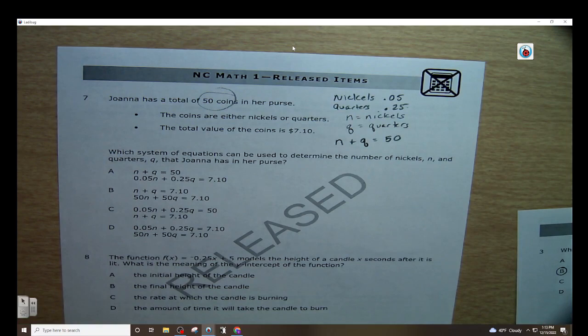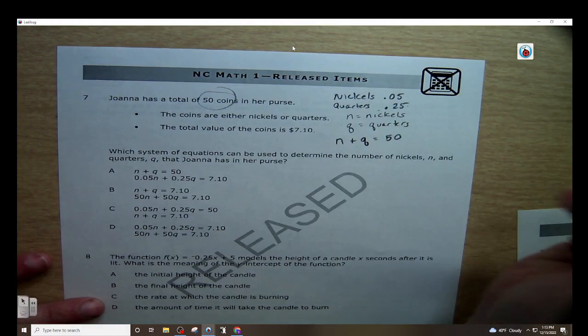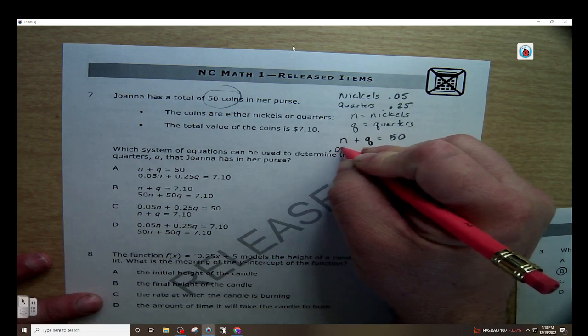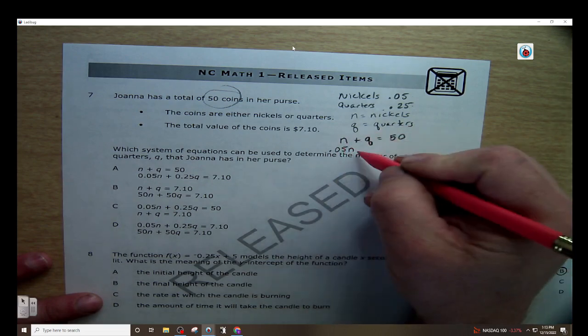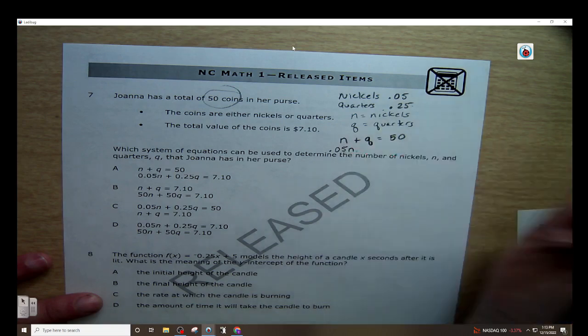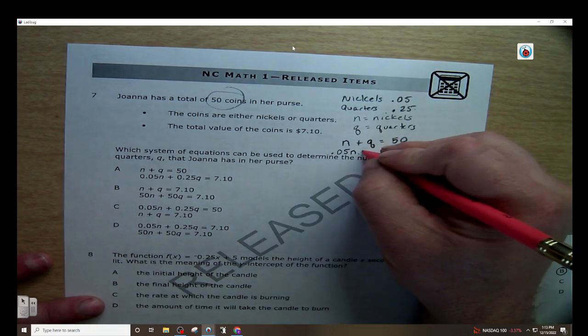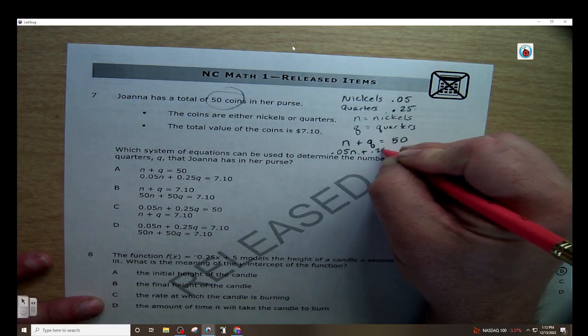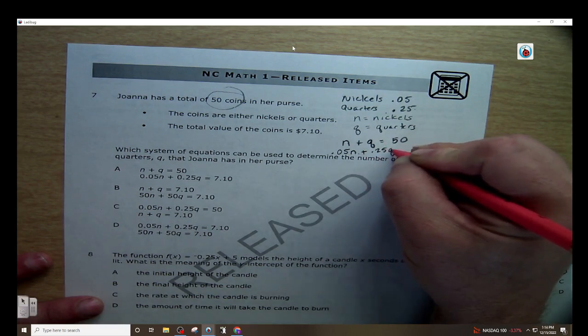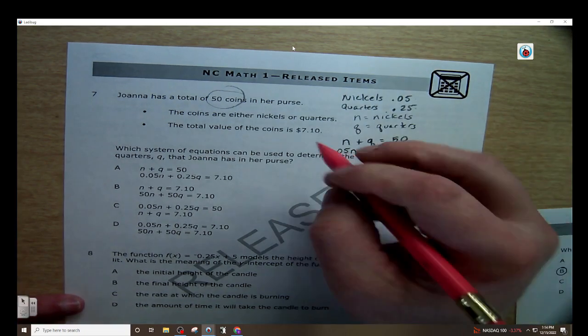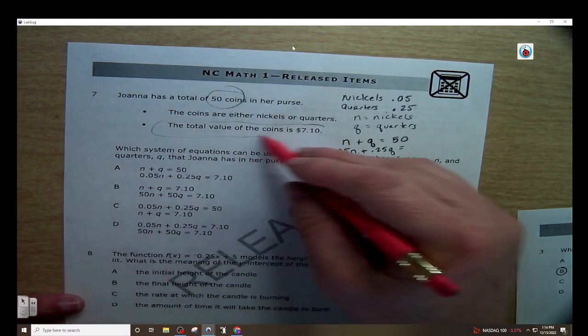Okay. Now, the total value of the coins is $7.10. Well, let's think about this. I know that nickels are worth 5 cents. So every nickel is worth 5 cents. So if I had 20 nickels, if I plug in 20 here, that 20 times 5 gives me $1, right? That's where I got this. Every nickel is worth 5 cents. Well, every quarter is worth 25 cents. So every quarter I have gives me 25 cents worth of currency. Equals, says she has a total value of $7.10.